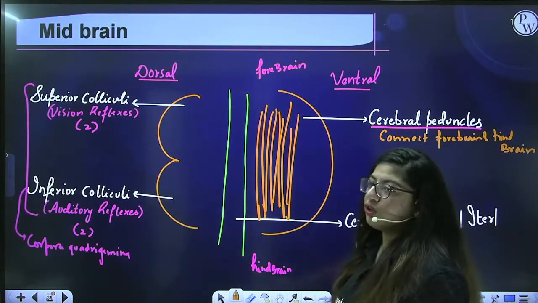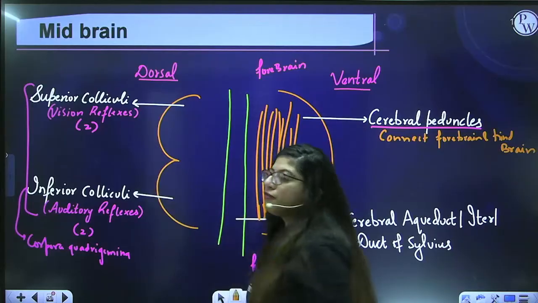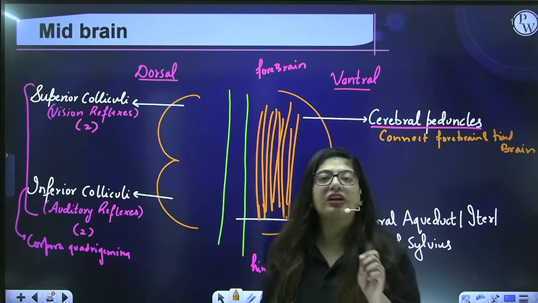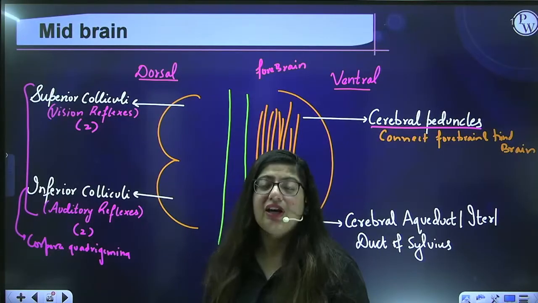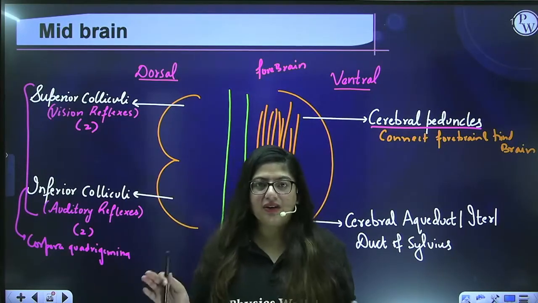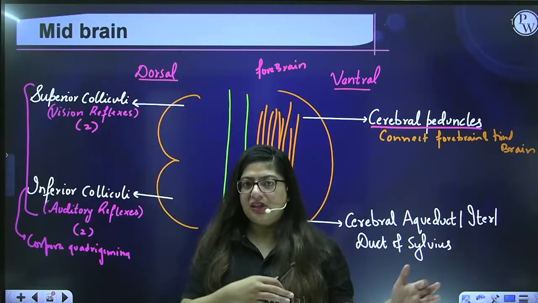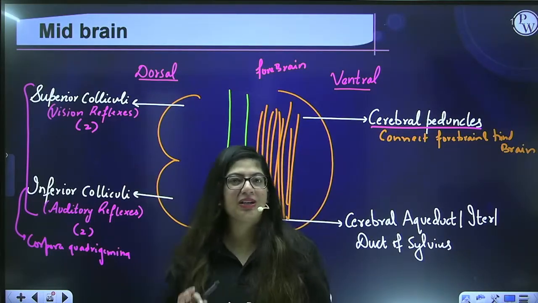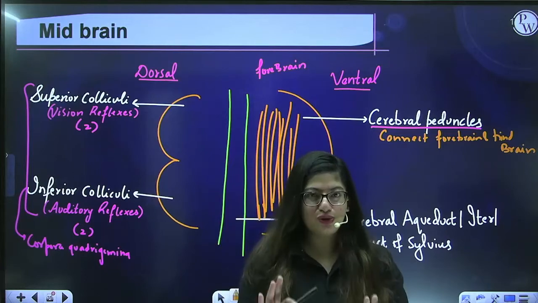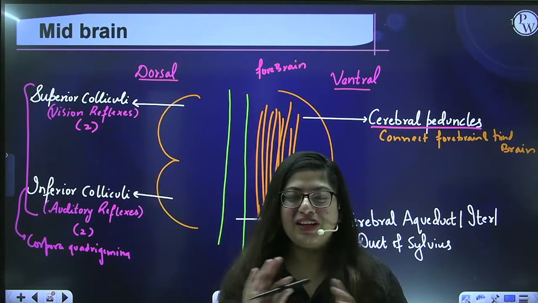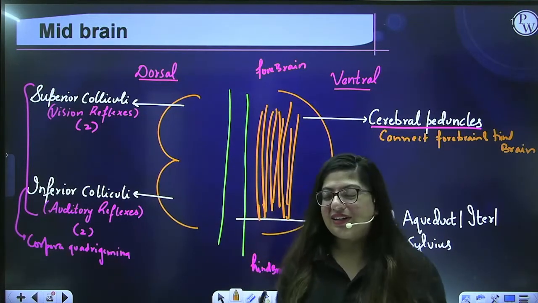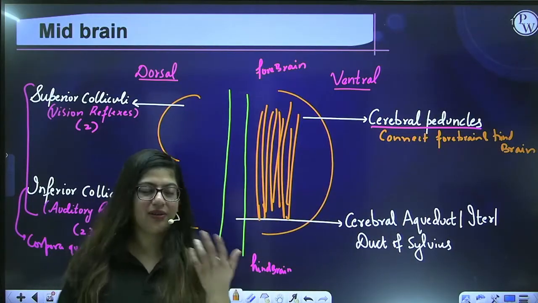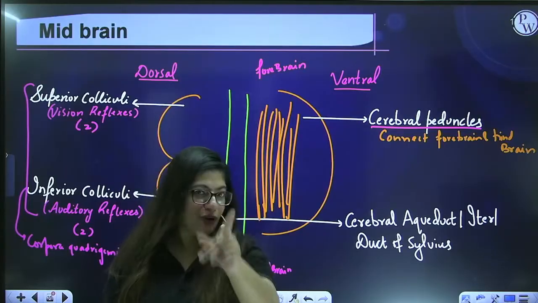What about these colliculi? The superior one is responsible for vision reflexes and the inferior one is responsible for auditory reflexes. Now what are these? For example, you're sitting outside your house, not on the road, near the gate. Never sit on the road. You may meet with some accidents. Don't do that. Okay, so just you're standing or sitting outside your house, just near the gate, away from the road.